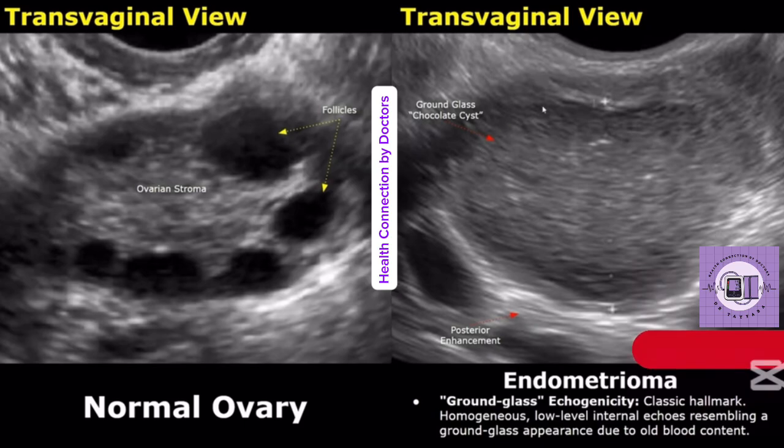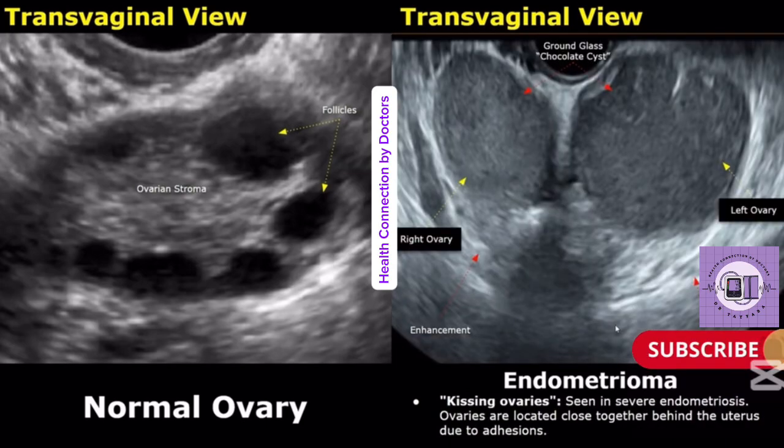Here is another case of an endometrioma. You can see a chocolate cyst, referring to the ground glass appearance cyst inside the ovary. Because it is a cyst, there will be posterior acoustic enhancement. This bright enhancement tells us that it is indeed a cyst and not a solid.